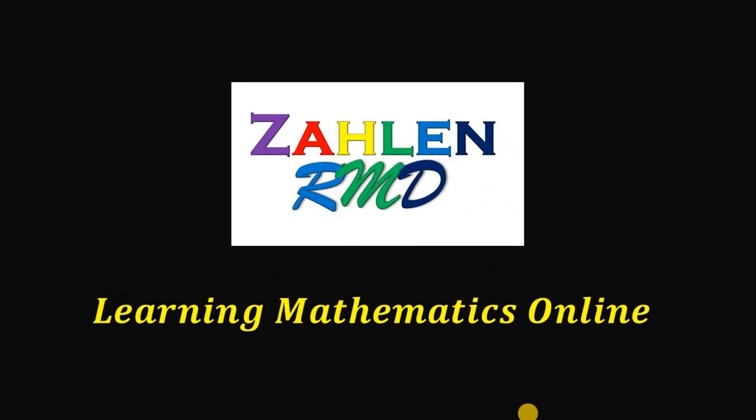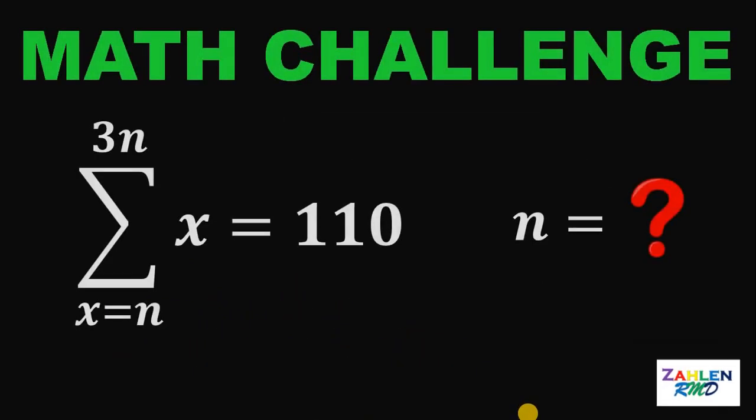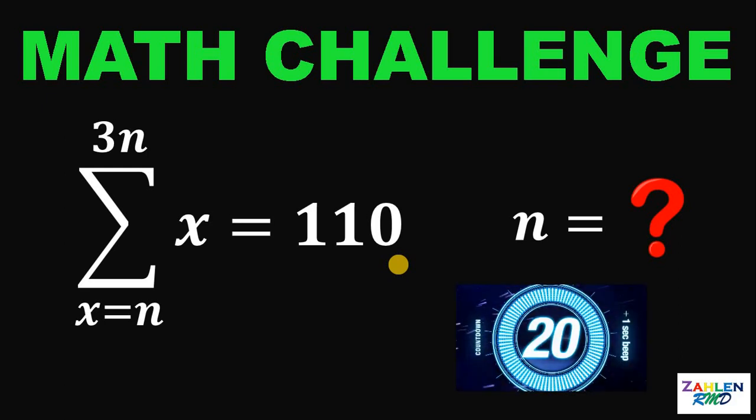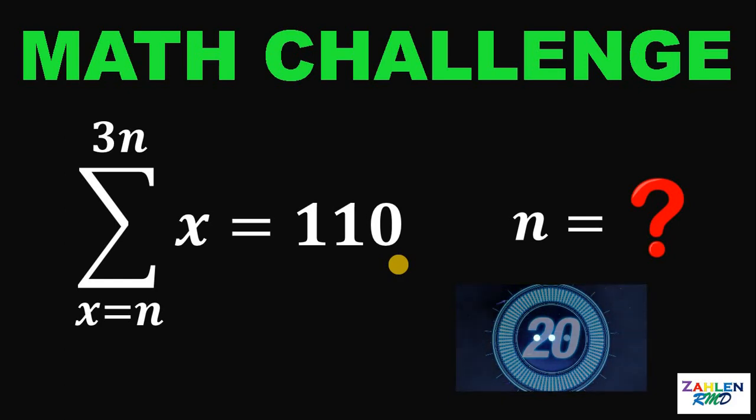And here's our question. Solve for the value of n given that the summation of x as x goes from n up to 3n must be equal to 110. Now, if you want to try this problem, you can pause this video. You have 20 seconds and timer starts now.